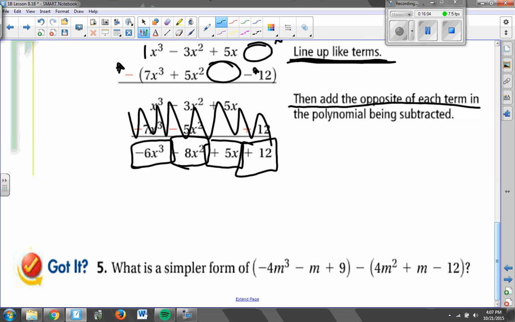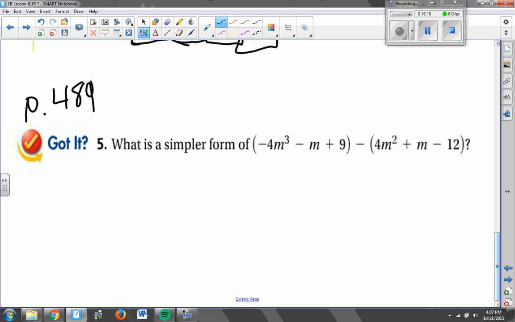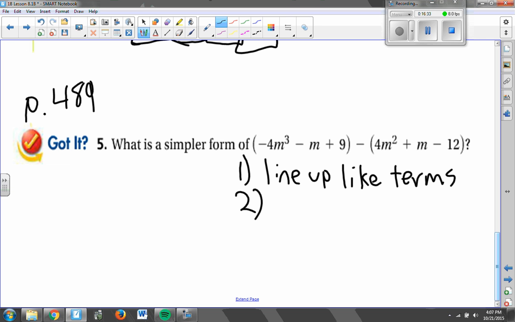Your job is to look at page 489, right in the middle, page 489, and find for me, please, the simpler form of this expression. So again, line up your like terms. Step 1. Line up like terms. Step 2. Subtract.